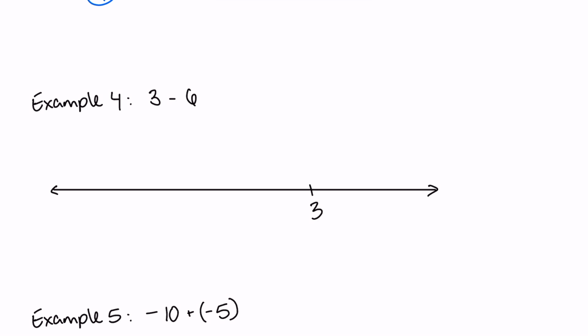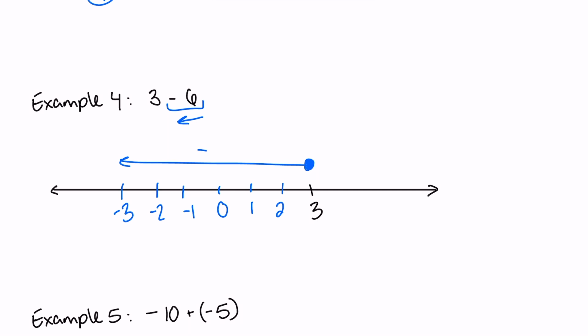For this next example, we have 3 minus 6. So -6, so that means we're moving to the left by 6 spaces. So we put our dot above our 3, and we're moving to the left 6 spaces. So 1, 2, 3, 4, 5, 6. So we're subtracting 1 each time. So 3, 2, 1, 0, -1, -2, -3. So 3 minus 6 is going to be -3.